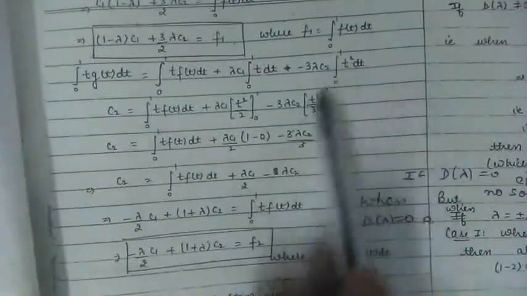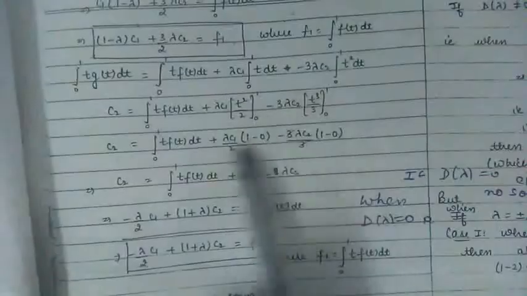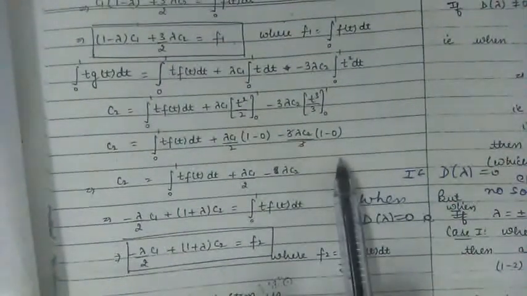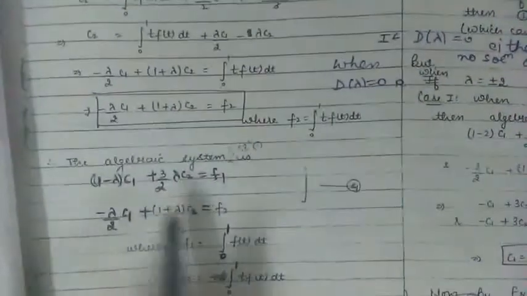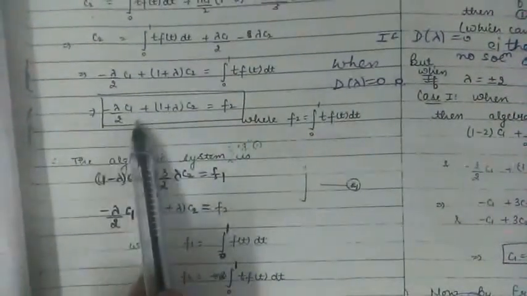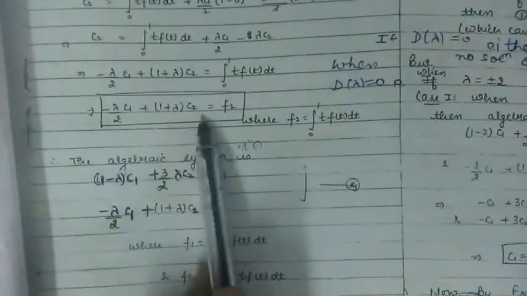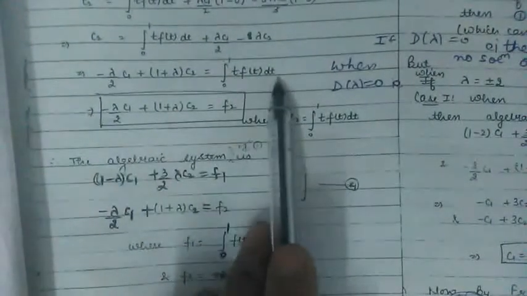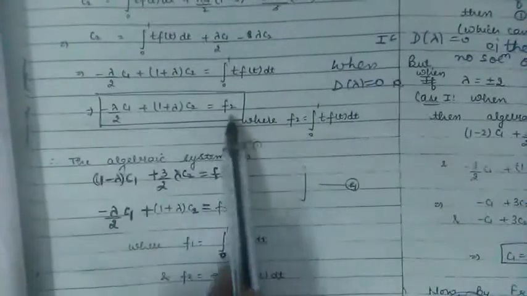Integration of t square is t cube by 3. Substituting the limits here, we get the second corresponding equation of the algebraic system, which is given by minus lambda by 2 c1 plus 1 plus lambda into c2 is equal to integral 0 to 1 t f(t) dt. We have denoted this term by f2.